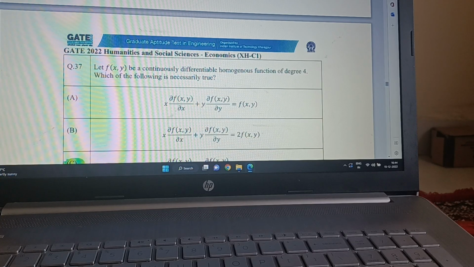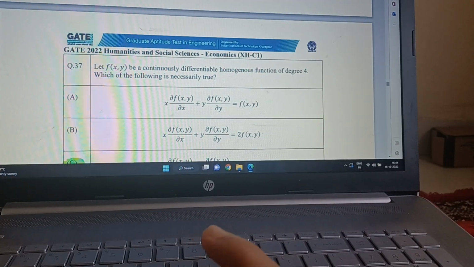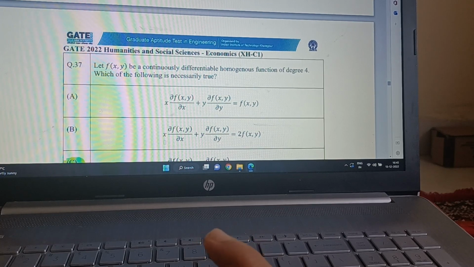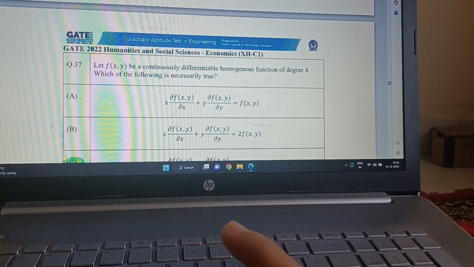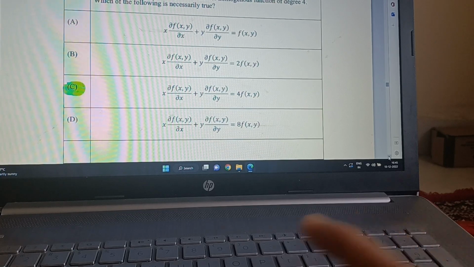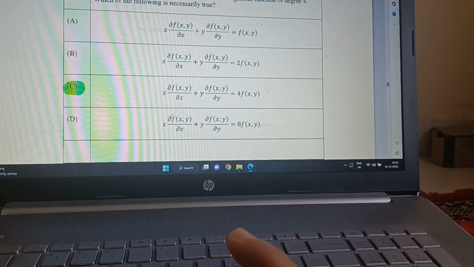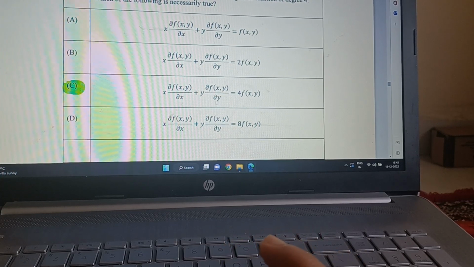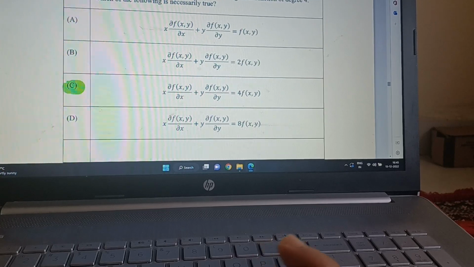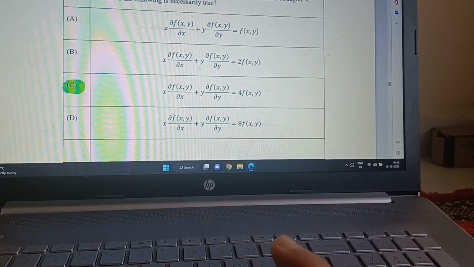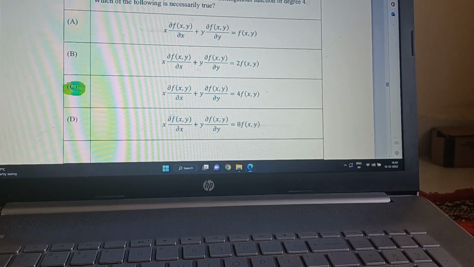So this talks about differentiation, meaning the function is increased when x is increased with respect to x. Whenever it is of degree 4, the output should increase by 4 times, and that is here: x times df(x,y)/dx plus y times df(x,y)/dy is equal to 4 times the function of x, y. So this output is increasing by 4 times because it is of degree 4. So this becomes the correct answer.